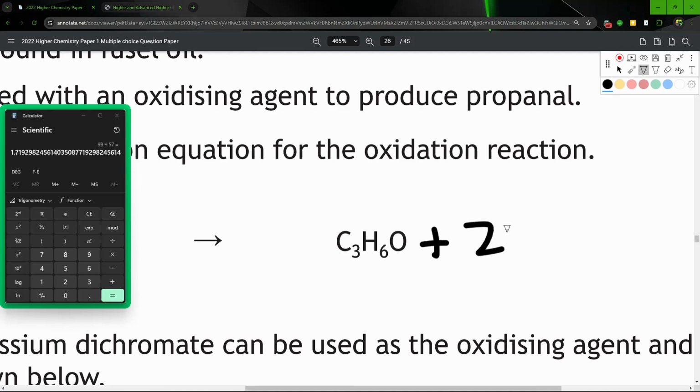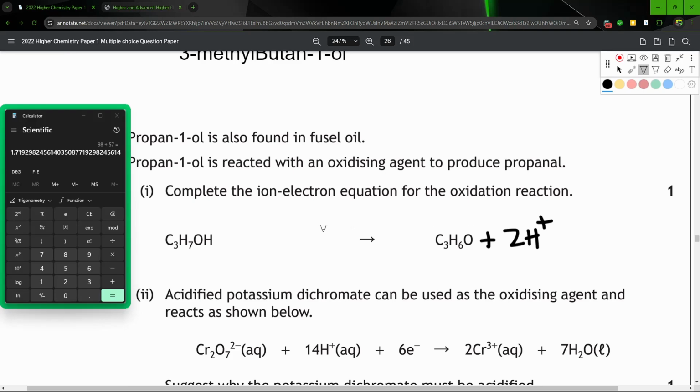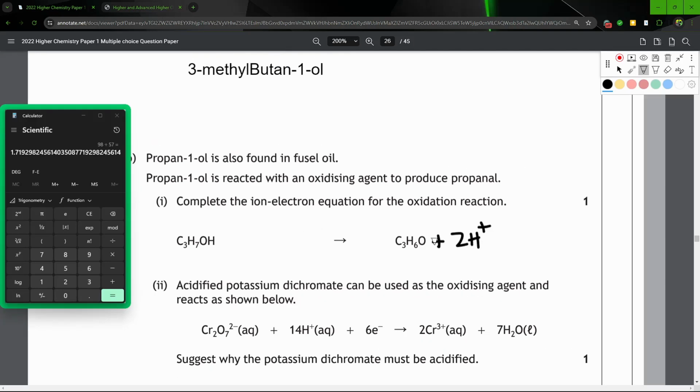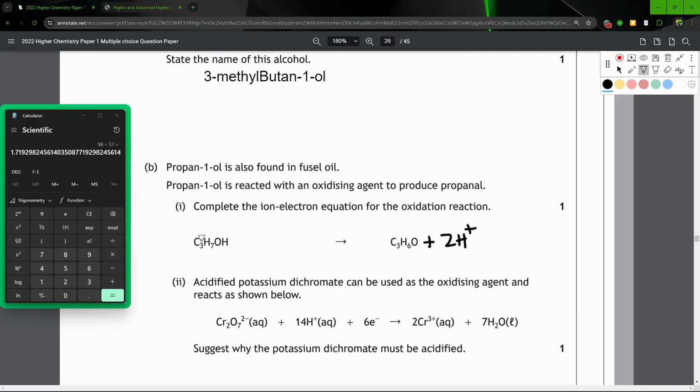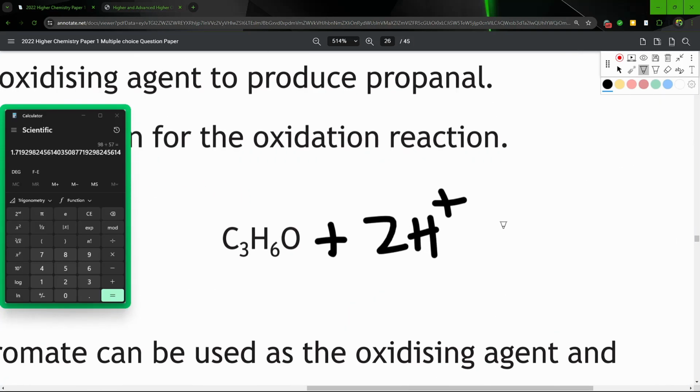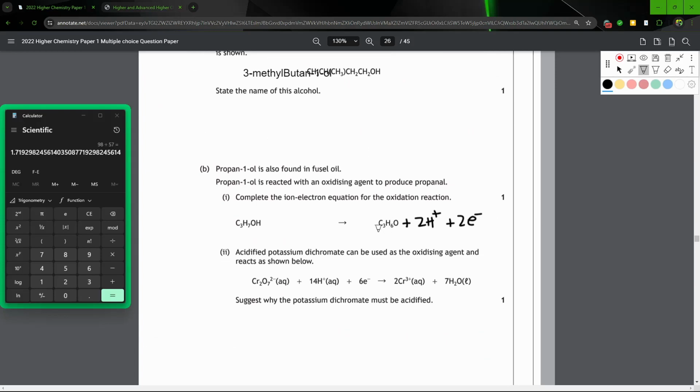So it's going to be plus 2H, and the hydrogen ions, remember? So we add 2H plus, or protons, I suppose. And then we just need to balance charges. This side is completely neutral, this side is 2 plus, so that means you have to add 2 electrons on this side to balance it out.